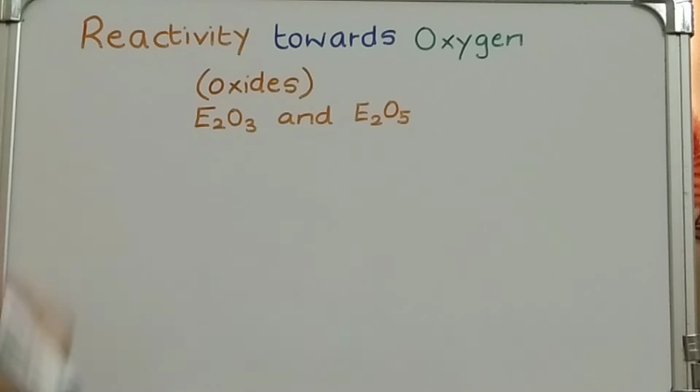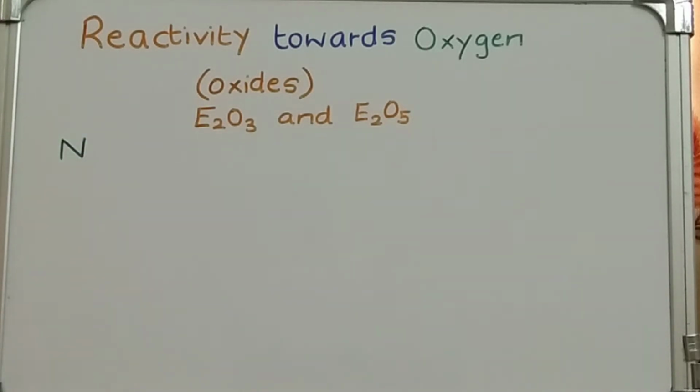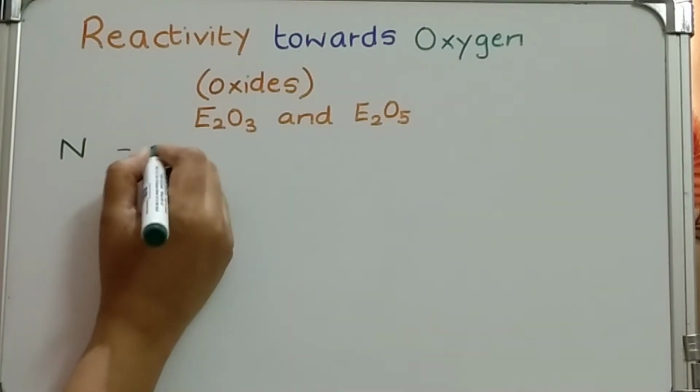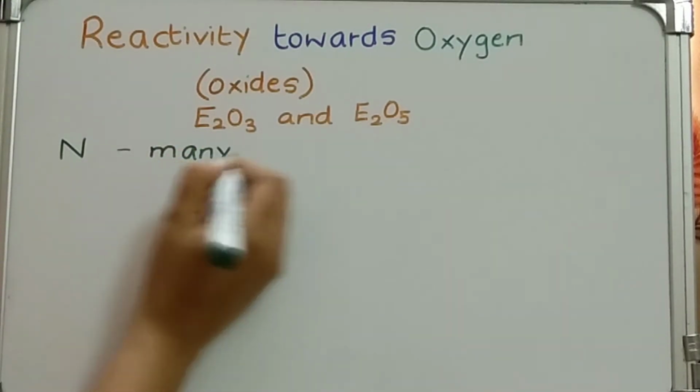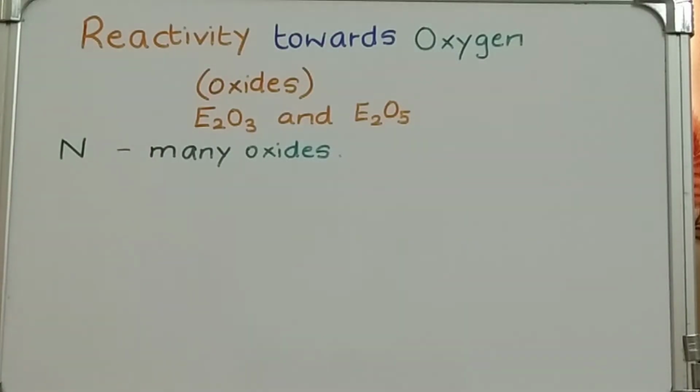Now, nitrogen, the first element of the group, reacts with oxygen and forms many oxides. But the rest of the elements of the group form only 2 types or 3 types of oxides. Only nitrogen is the element of that group which forms many types of oxides. Now what is the reason for this?